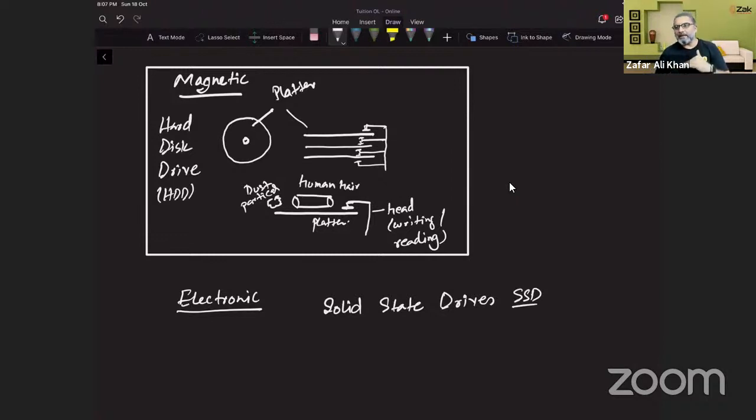On the other hand, solid state drives are made up of circuits. Circuits are static. Only the current is flowing through these circuits. So that is why we call it static. There are no moving parts at all.